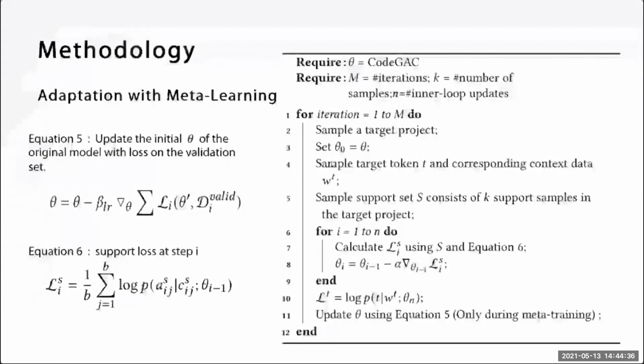For iteration equals 1 to M, sample a target project, set theta 0 to theta, sample target token T and the corresponding context data. Sample a support set consisting of K support samples in the target project. For i equal 1 to N, calculate LSi using S and equation 6. Equation 6 is the support loss at step i. Then update theta i with LSi. When the inner loop is done, compute the total loss and update the initial theta of the original model with the loss on the validation set.